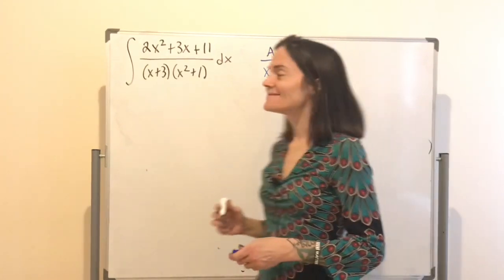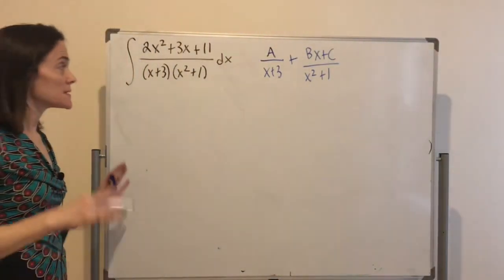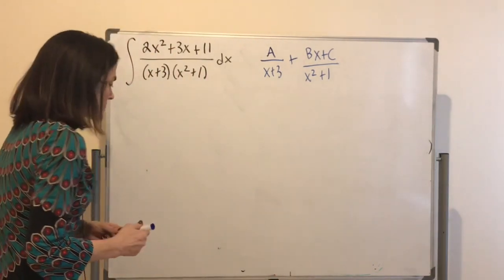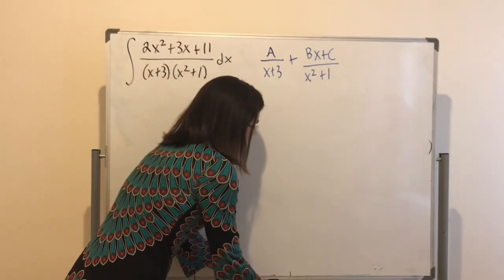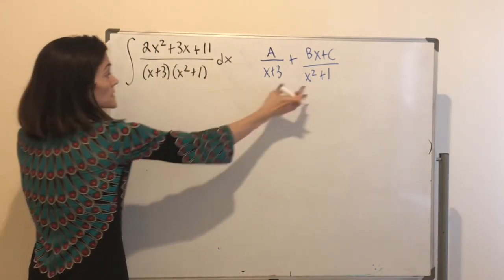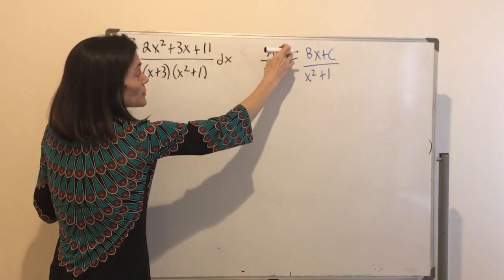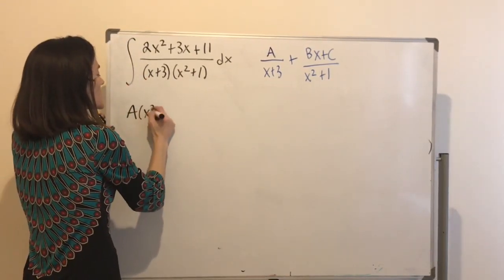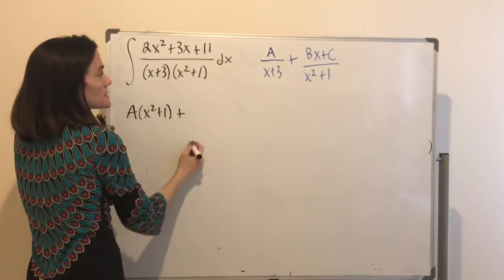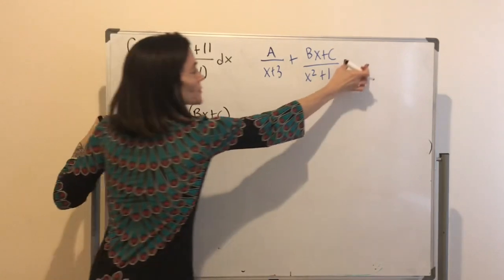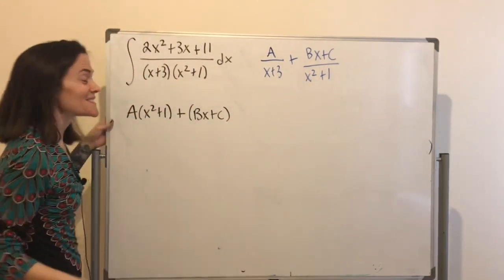Okay? A over x plus 3 plus bx plus c over x squared plus 1. This is the form. Now we will get a common denominator, which involves, as we know, this one gets multiplied by x squared plus 1 over x squared plus 1. We're going to have A times x squared plus 1, plus, then we have bx plus c. This one's multiplied by x plus 3 over x plus 3.